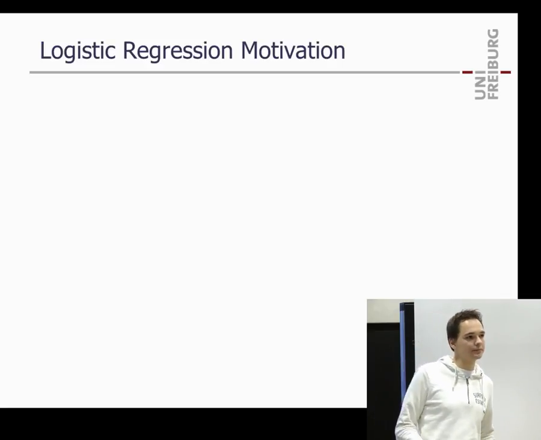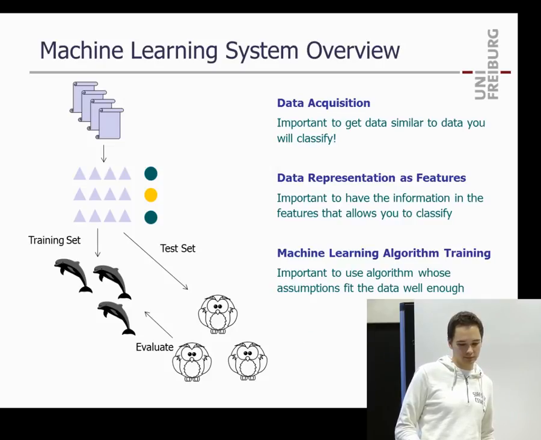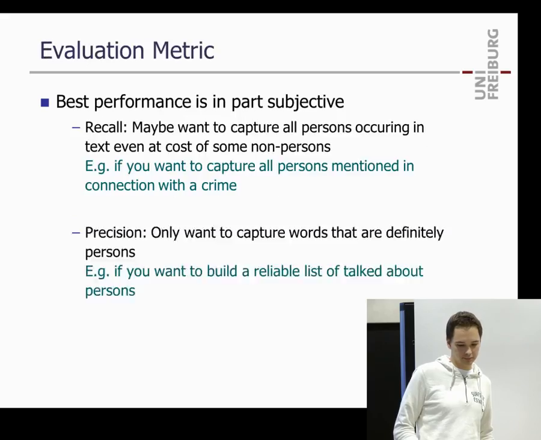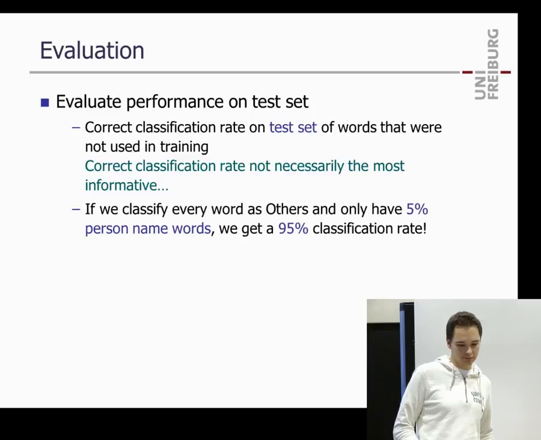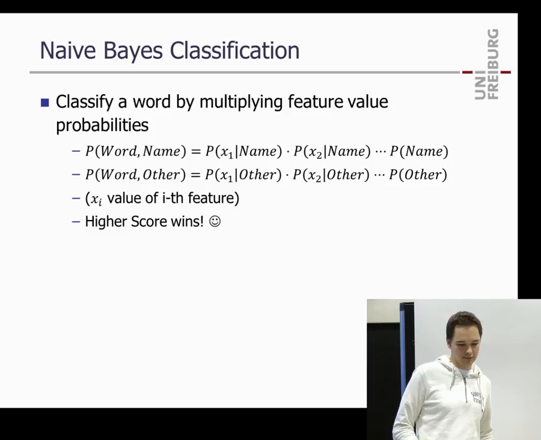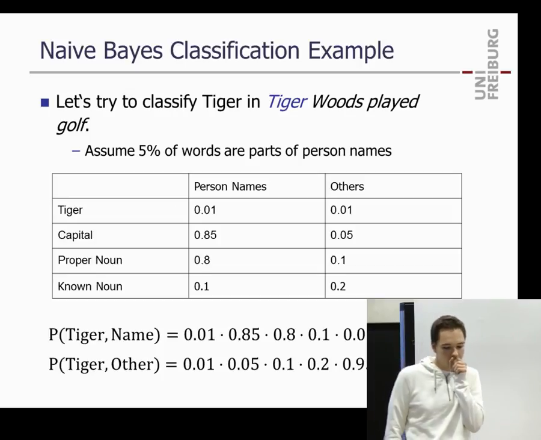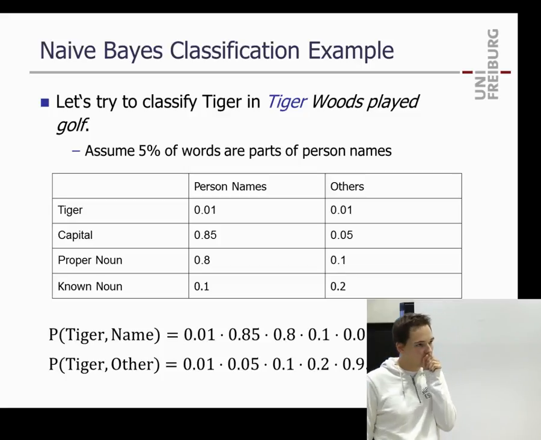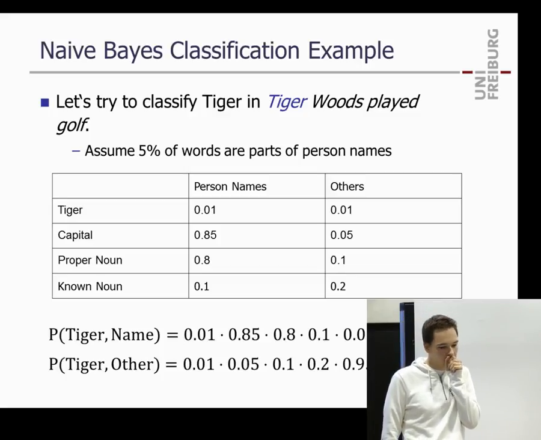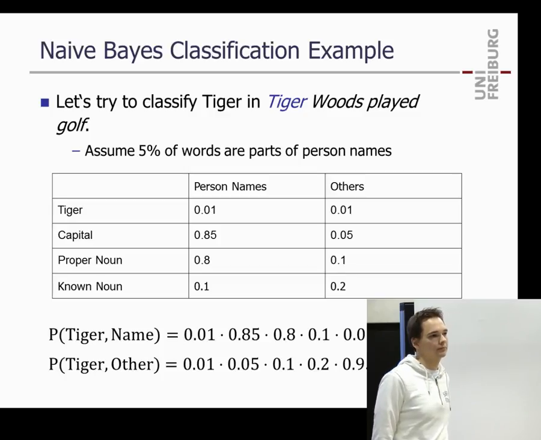Robin? Yeah. Can you go back to the Tiger Woods example slide from before? Which one? The example probability, you mean? This one? Yeah. So this is the probability that you see tiger and then it's a name. Yes. So why don't you compute the probability that it's a name under the condition that I see tiger?